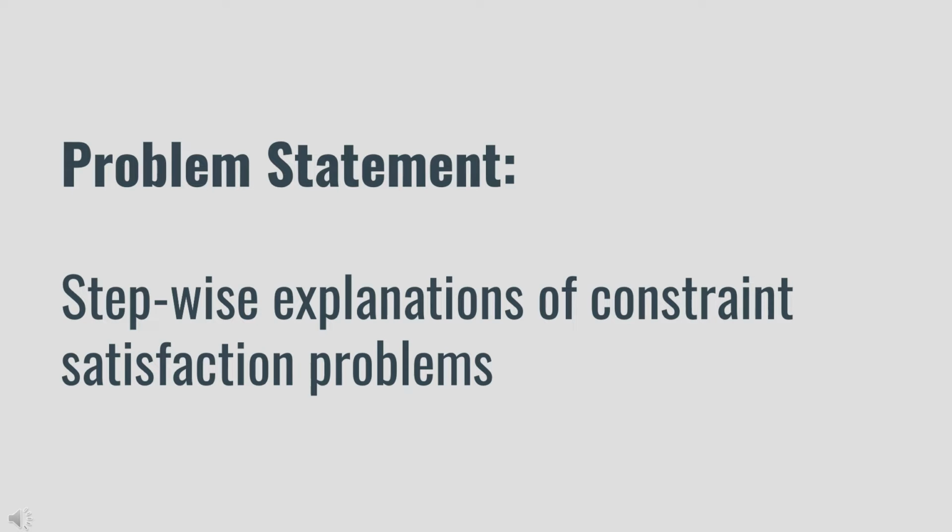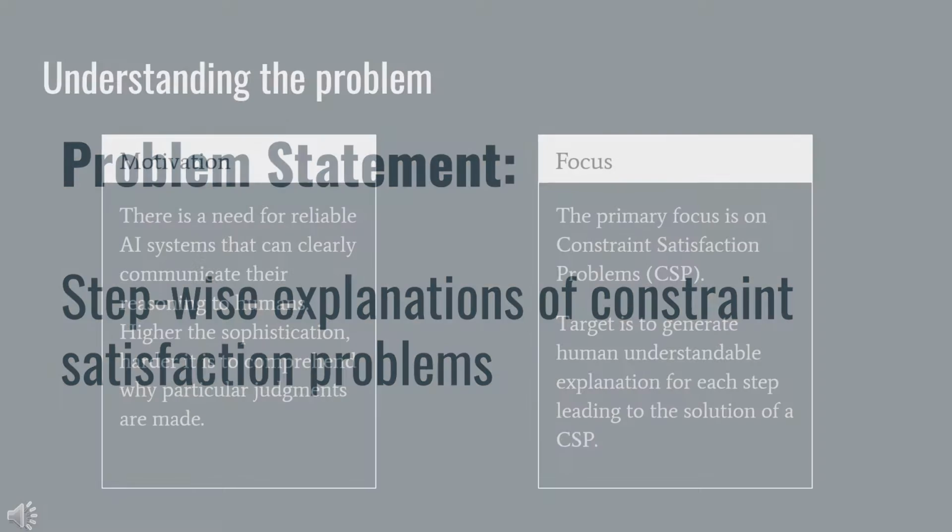A quick revision: constraint satisfaction problems, or CSPs, are mathematical questions defined as the set of objects whose state must satisfy a number of constraints or limitations. The main challenge here is to find the best possible sequence of steps taken to reach a solution. Here, best refers to as simple as possible.